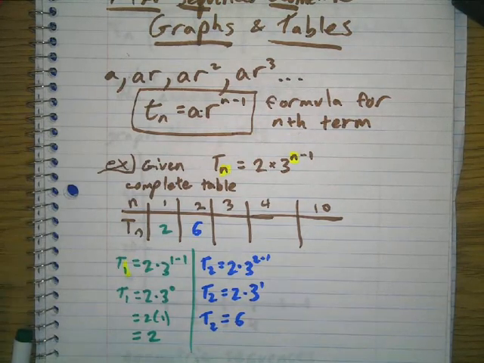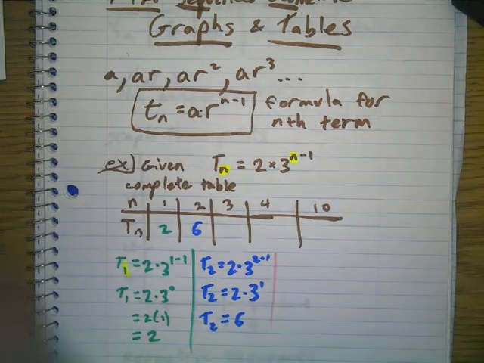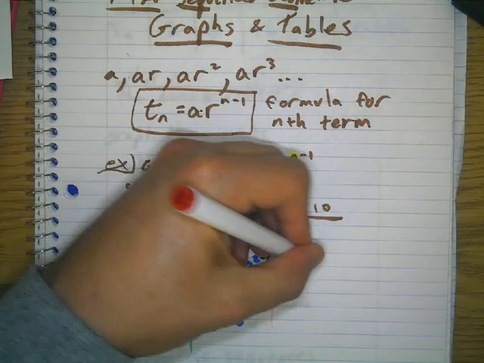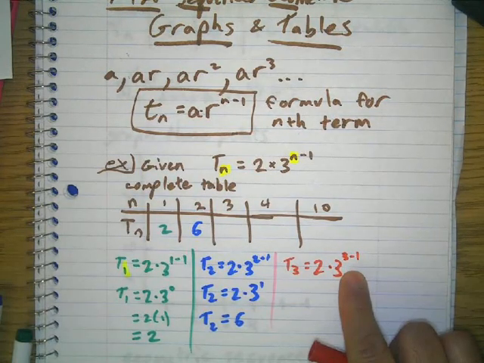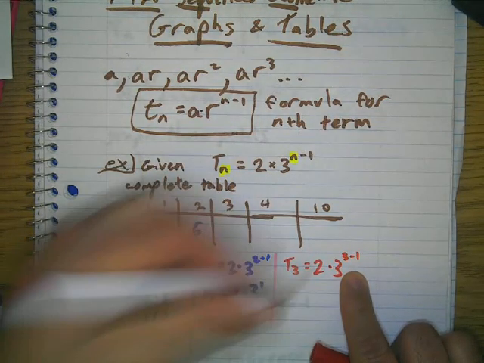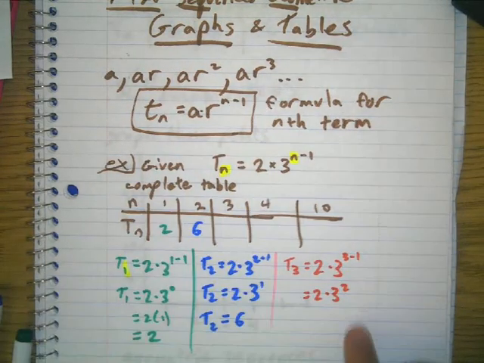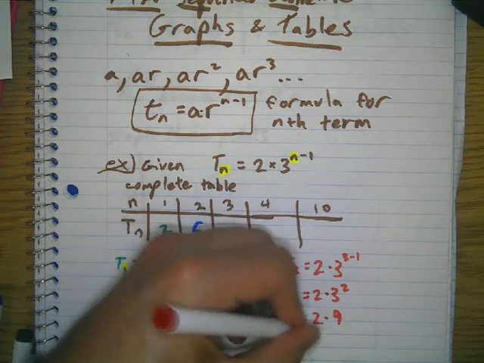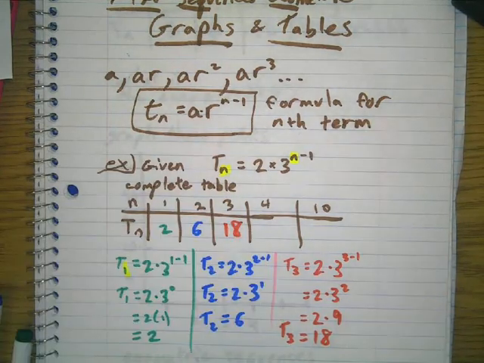All right, let's do another one. T sub 3, so 2 times 3 to the 3 minus 1. Well, this power, 3 minus 1, is 2, right? So I've got 2 times 3 squared, and 3 squared is 9, right? So 2 times 9 is going to give me 18. Okay, so we got 2, we got 6, we got 18.